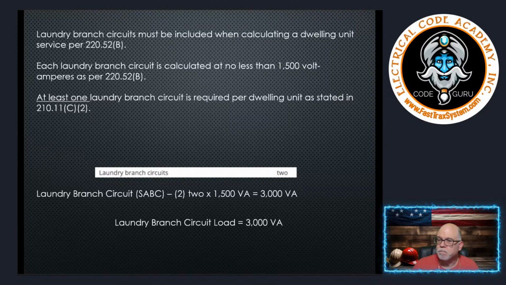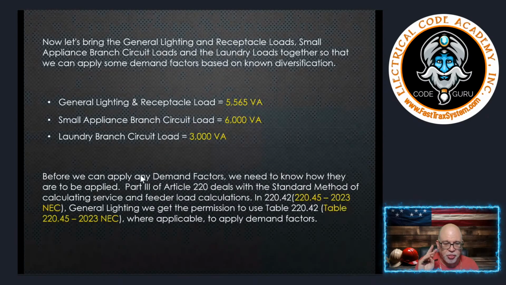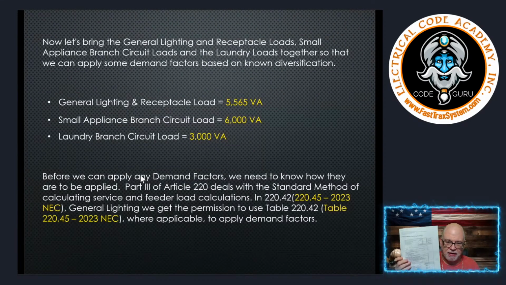All right, so we've got our value. I've already written it all down, so we're good to go there. What we have so far is our three values that should match what you have on your form. I've got 5,565 VA for the general lighting and general load. I've got 6,000 for the small appliance, and I've got 3,000 for the laundry in the dwelling that we're working on.